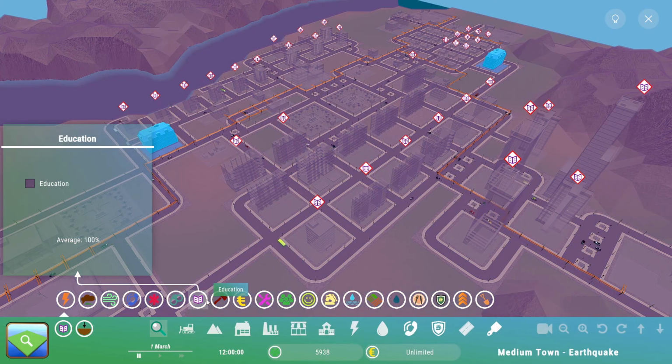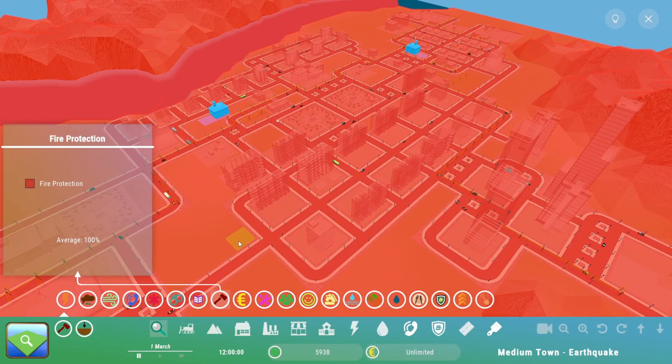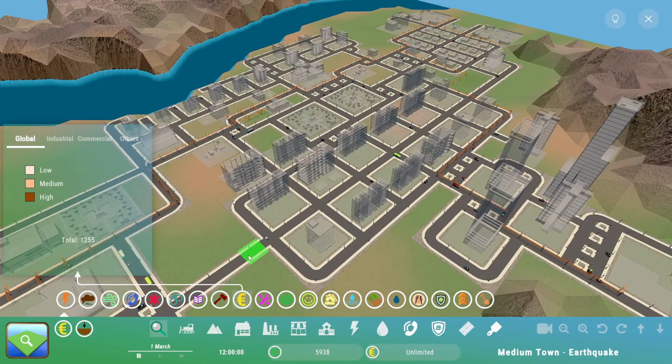Then we have education, which shows in blue the education providers and how educated the population is. Fire protection is going to display how much of the city is protected against fires. City revenues will show you how much revenue is generated by your buildings, and you have a detailed breakdown of the commercial, industrial and other types of revenues. Maintenance is also an important tab because it helps you understand how much a building costs to maintain, and you can see detailed information about the commercial, industrial and other buildings.